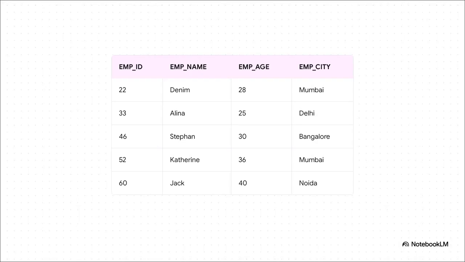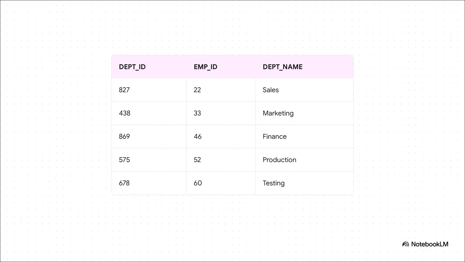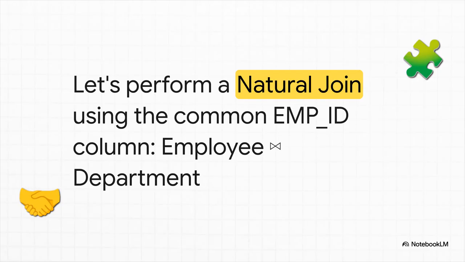And bam! Here's our first new table, the employee table. Look how clean that is. It has only information about the employee, their ID, name, age, and city. All that department clutter, gone. And here's our second table, the department table. See? Super focused again, this time just on department info. But look closely. See that EMP-ID column? That is the secret sauce. That's the key that lets us connect this table right back to our employees.